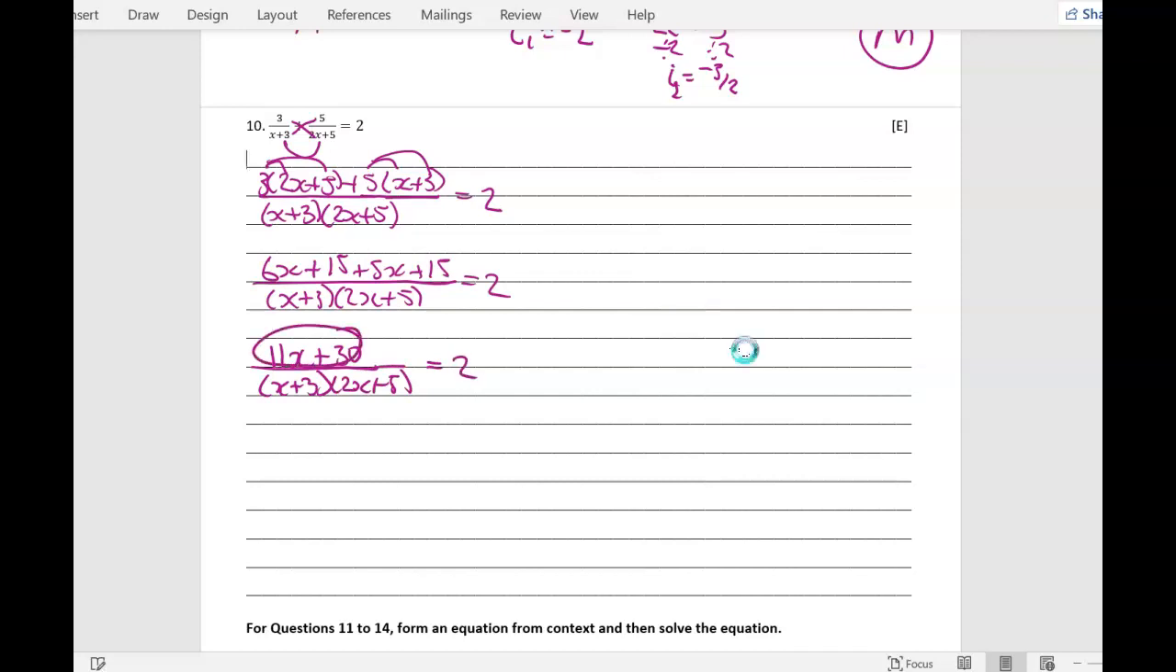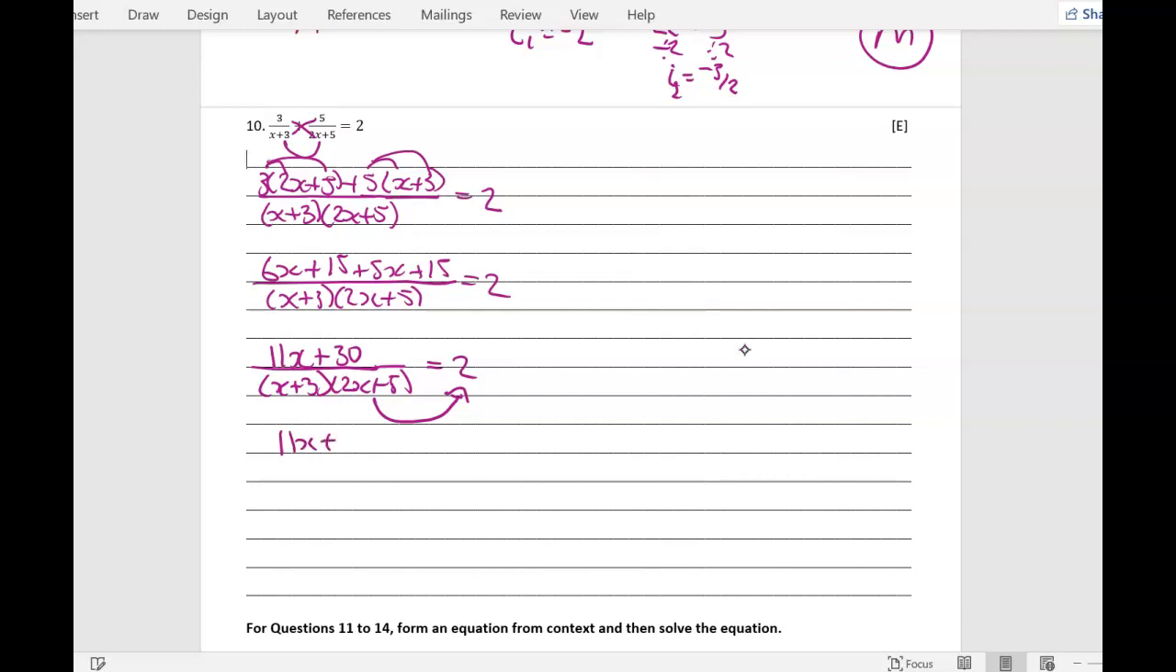So the top bit there doesn't look like it can be factorized, so I can't just cancel stuff out here. What I'm now going to do is move these brackets over to the other side as division. Sorry, it's currently division, so I'm going to move it over as multiplication actually.